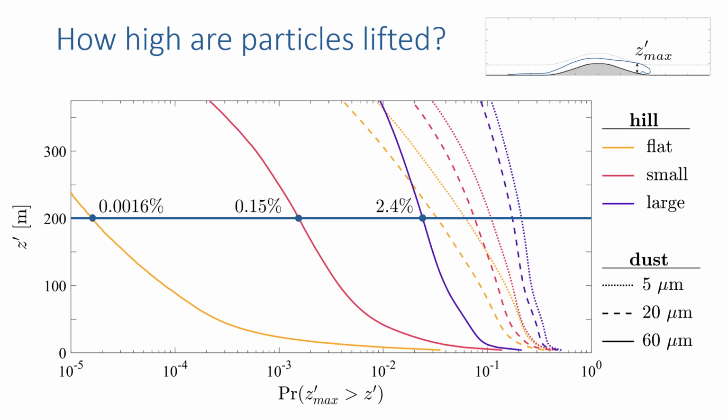If we turn to the larger dust particles in the almost giant size regime, there is an order of magnitude difference in this likelihood, where there's really a negligible probability that the 60 micrometer dust will reach 200 meters with the flat terrain, and this probability becomes non-negligible as you introduce the small-scale topography.